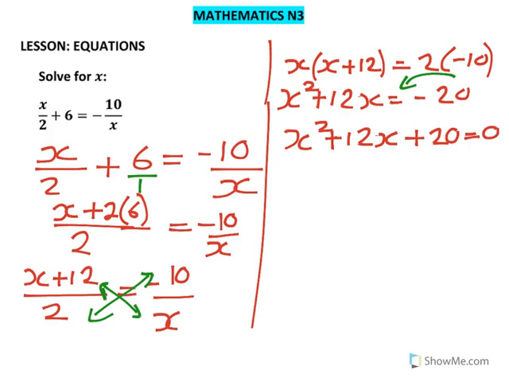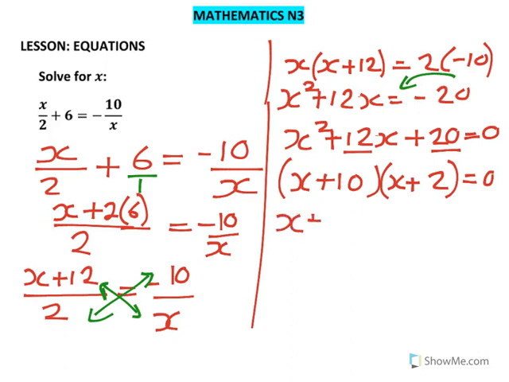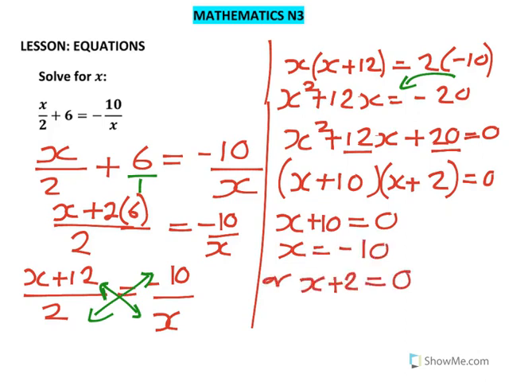Again, it's up to you here whether you use the quadratic method or a factor method. You need two numbers that when you multiply, you get 20, and when you add, you get 12. If you use the product and sum method, you will see that you are going to have x plus 10 and x plus 2. 10 times 2, you get 20. 10 plus 2, you get 12. Therefore, x plus 10 equal to 0. In other words, x is equal to minus 10. Or x plus 2 is equal to 0. Therefore, x is equal to negative 2.